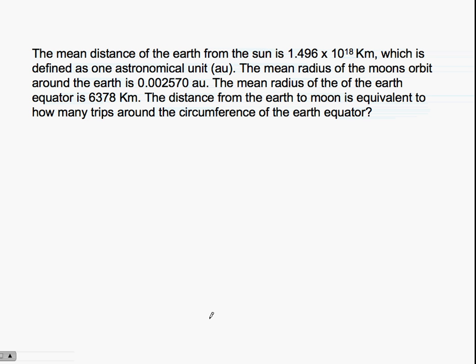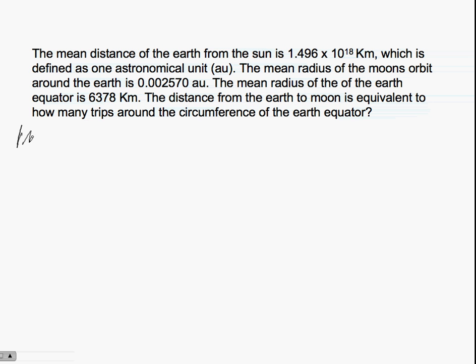Again, we're just converting. We have to convert from one unit to the next. The first thing we want to make sure is that all our units are the same, that we are sure about what we're looking for, and that we know what relationships exist in the problem. The first thing we're told is that 1.496 times 10 to the 8th kilometers is defined as 1 astronomical unit. So that's the first thing we need to write down.